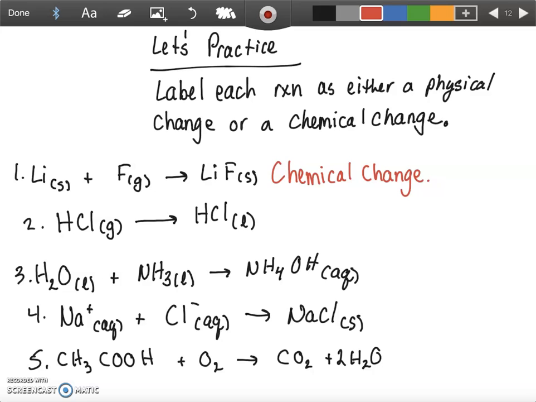Because we are taking two separate elements and forming something completely new. Alright, second one, gaseous hydrogen chloride forming a liquid hydrogen chloride. This is a physical change. You can see that they are both hydrogen chloride before the reaction and after the reaction. The only thing that's changed was their states of matter. It used to be a gas and finally it was a liquid, but it's still the same substance all around.